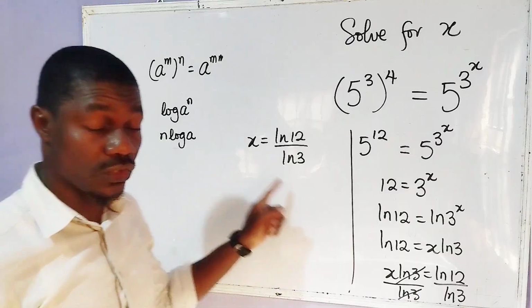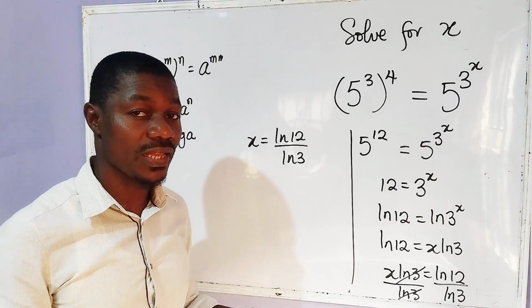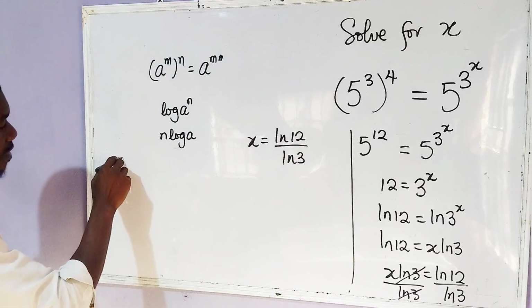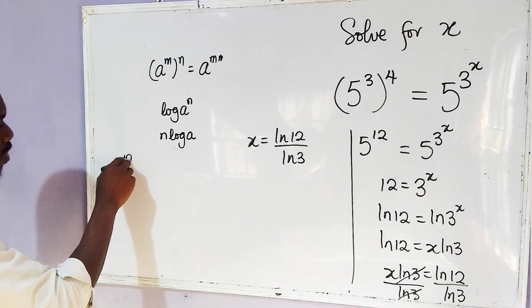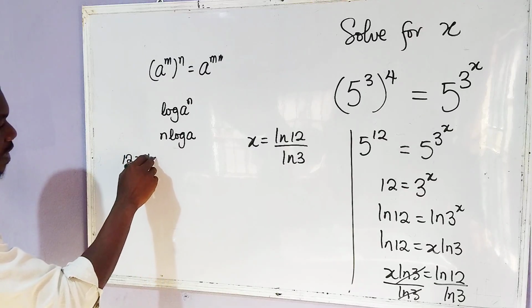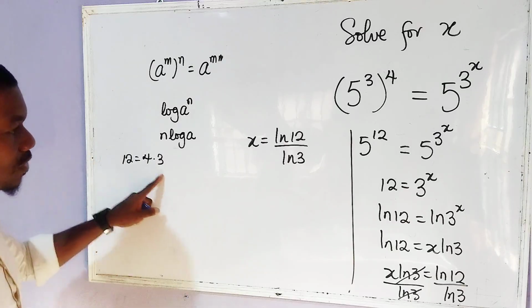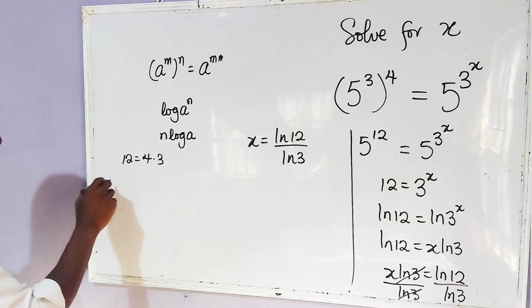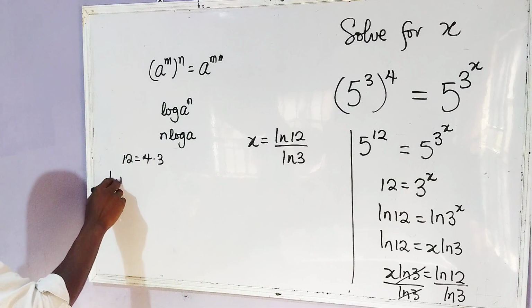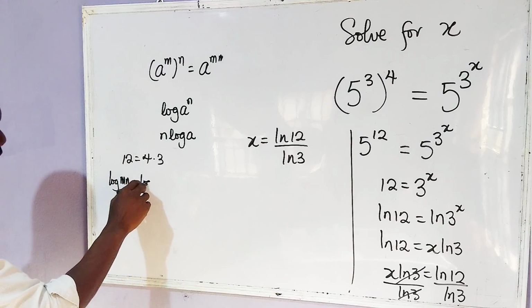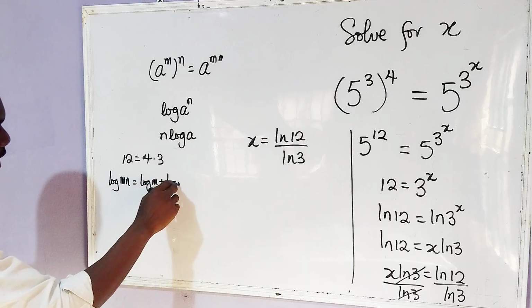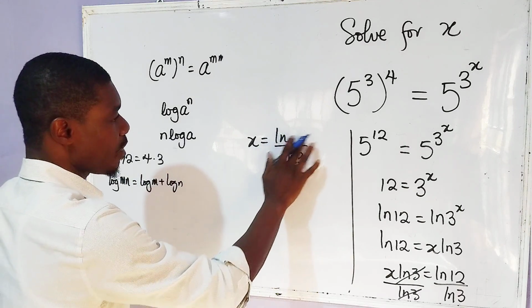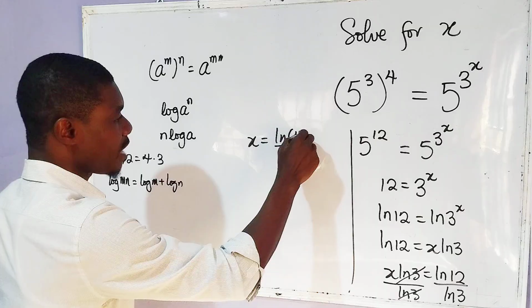You can actually stop here. However, we can simplify further. Now this ln 12 can also be written, 12 is the same thing as 4 times 3. Why did I make use of these factors? Because I'm having 3 here too. And according to the law of logarithm, if you have log mn, this is the same thing as log m plus log n. So if you apply that rule here, our 12 here becomes 4 times 3.